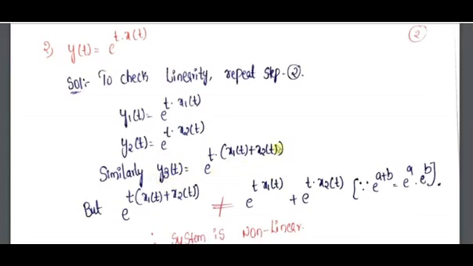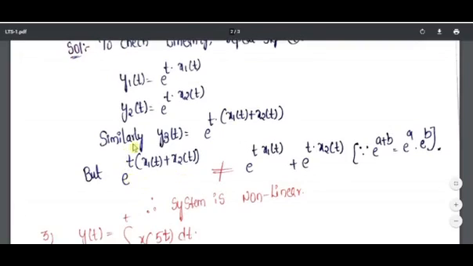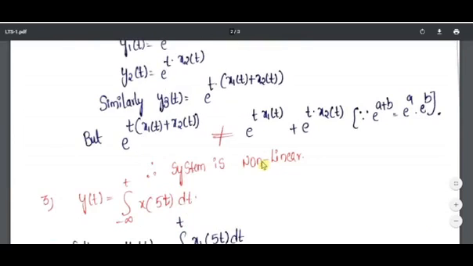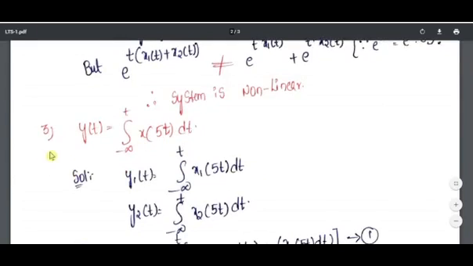So I have this equation: e power t into, in place of x of t, x1 plus x2. Now if I equate y3 of t to y1 plus y2, it is not obeying, because e power a plus b is not equal to e power a into e power b. This condition cannot hold. That's why I can say the system is non-linear, as it is not obeying additivity. This is one category. Now we'll see this problem: y of t equals the integral of x of 5t dt.